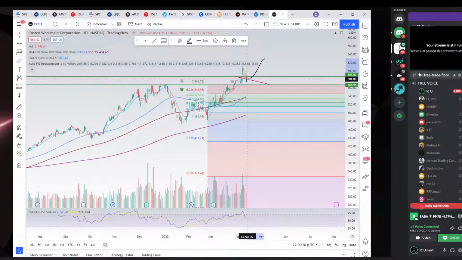So you have two choices. Below today's low, you can ride it till here. That's it. But as long as this holds today's lows, I think I would be on the call side on this one.